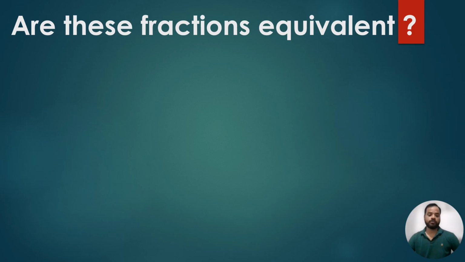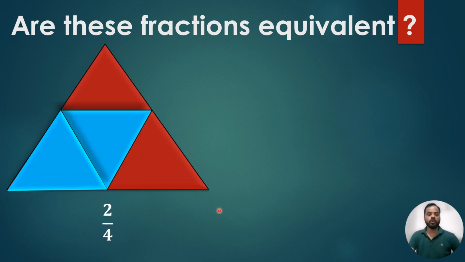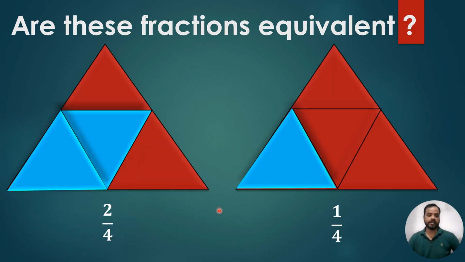Again, here we have to understand, are these fractions equivalent? So what is the case given? This big triangle is divided here into four equal parts: 1, 2, 3, 4. Here also the triangle is divided into four equal parts: 1, 2, 3, 4. Now the fraction represented by the blue color is 2 by 4. Out of the four parts, two parts are of blue color. So the fraction represented by the blue color is 2 by 4.